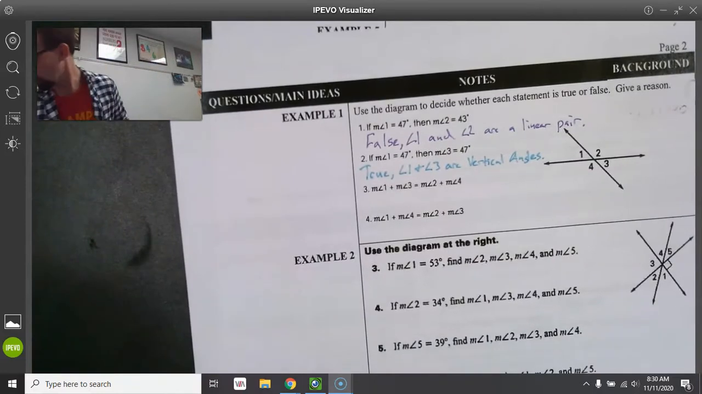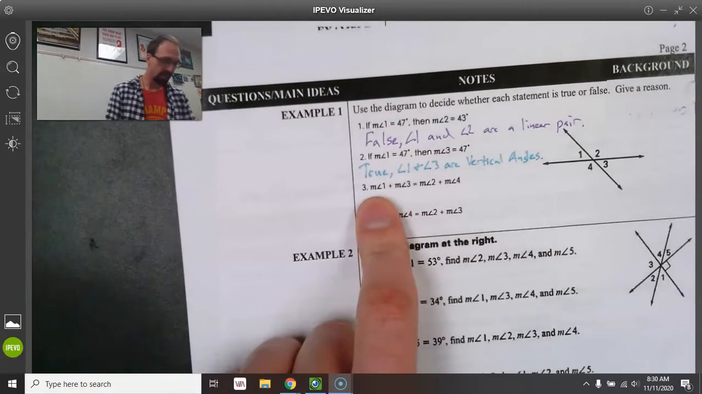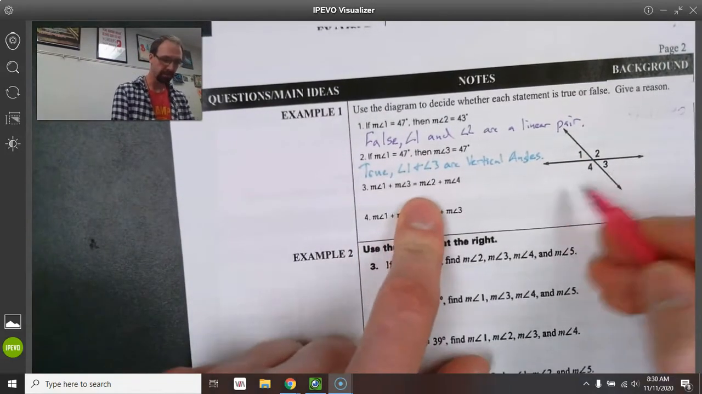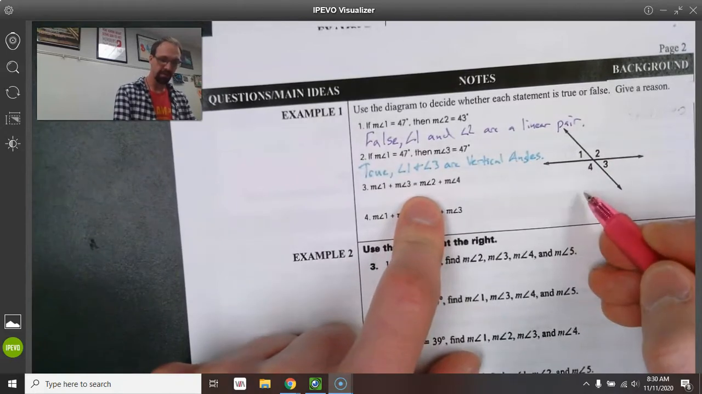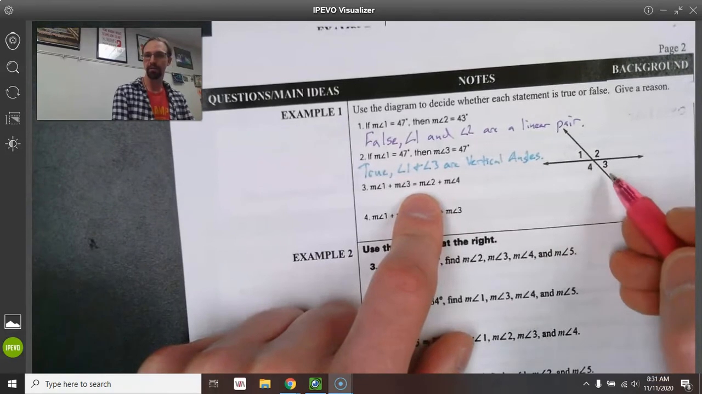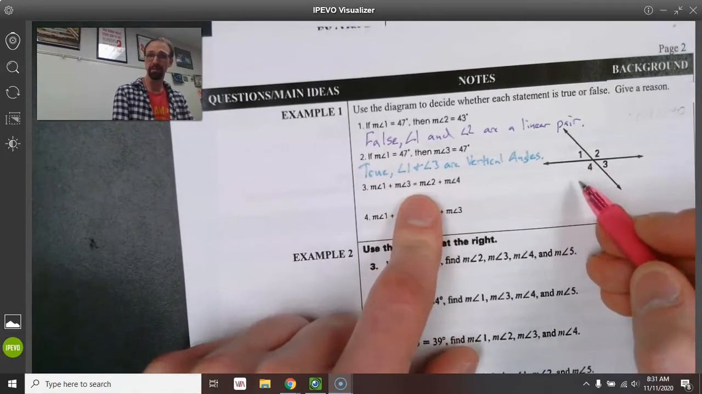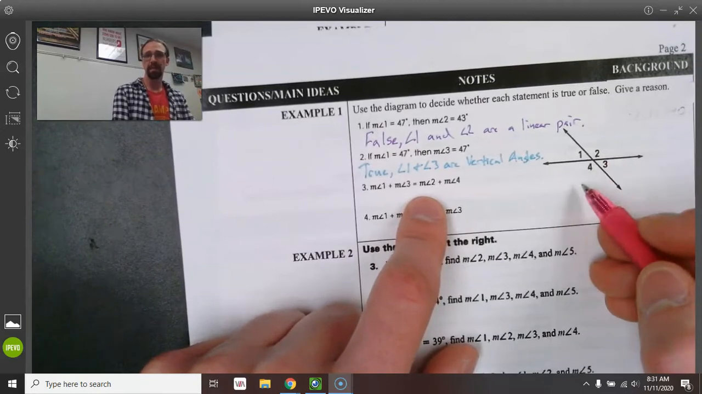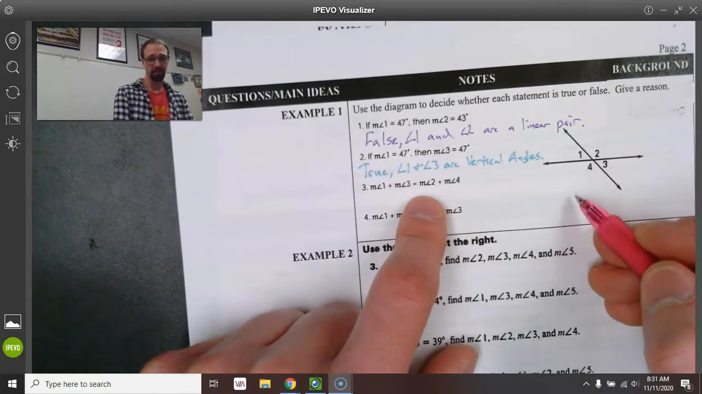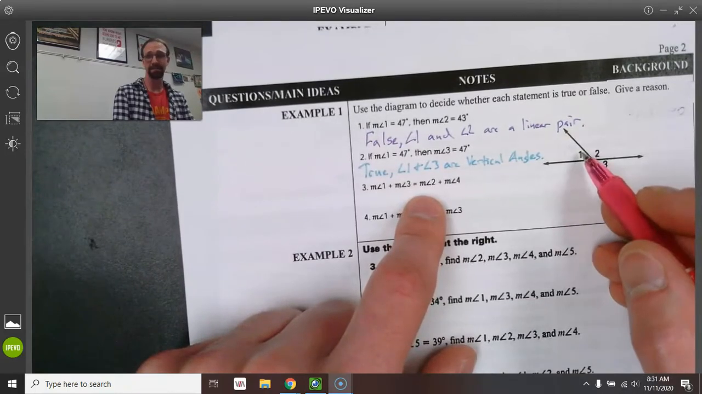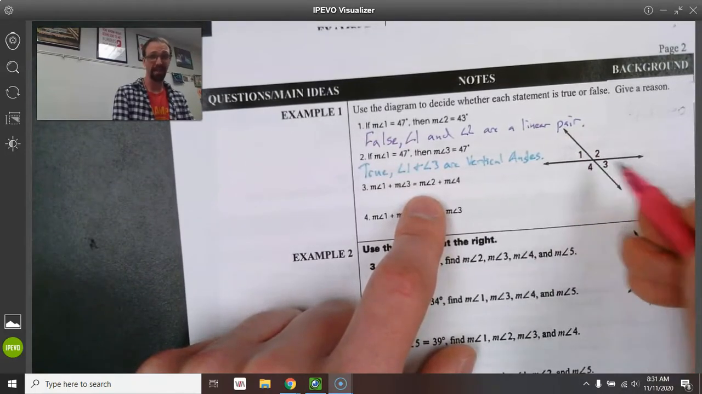So now for the next one, measure of angle 1 plus the measure of angle 3 is equal to the measure of angle 2 plus the measure of angle 4. Visually looking at this, I can see that measure of angle 1 and measure of angle 3 are vertical angles, and the measure of angle 4 and measure of angle 2 are vertical angles, but that just means that these two are congruent to one another, and these two are congruent to one another. In fact, it doesn't mean anything else other than that.